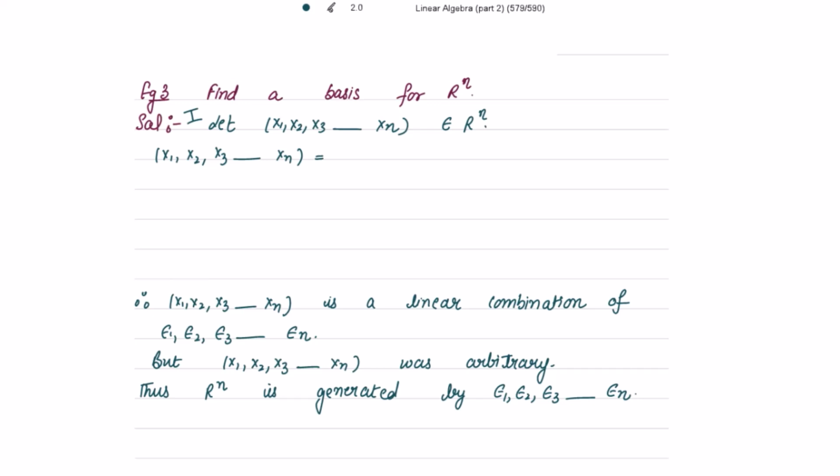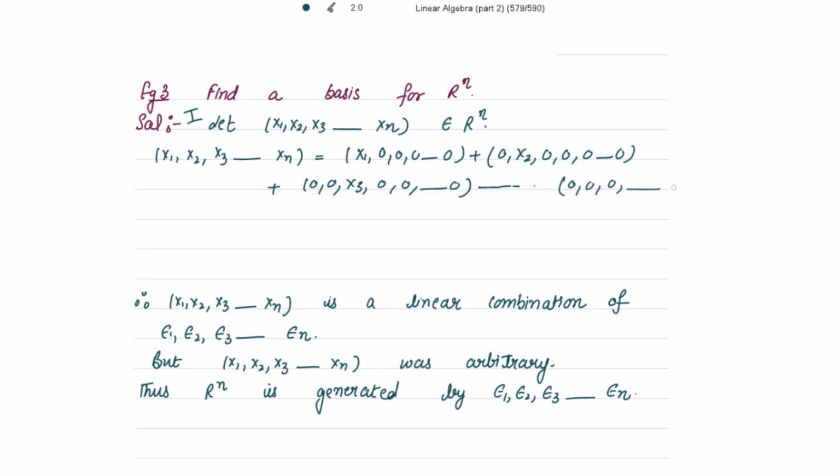How can I write this element? This is actually a vector, right? How can I write it? Simple. Take x1 and the rest of them 0, 0, 0 up to 0. And then for x2, give the rest of the values 0. And then for x3, take all the rest of the values 0, and so on. For xn, take all the values 0 but the last one as xn. If you add all these, you will get back x1, x2, x3, up to xn, right?